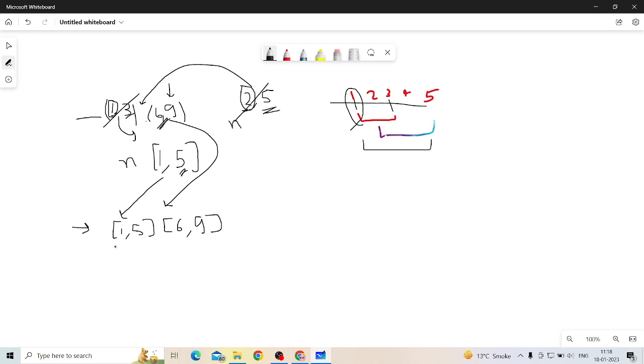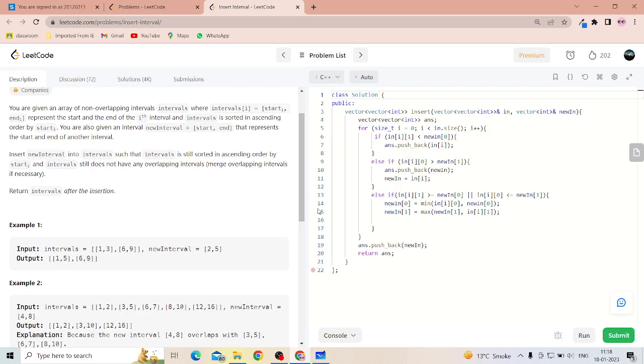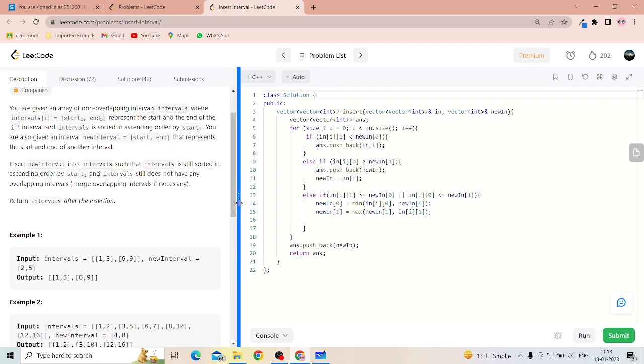So this is our new answer. So it is a very easy question. We have to just compare some numbers. So we are saying now we have taken our answer array, and we are starting from 0. Now we are at which index, we are here.